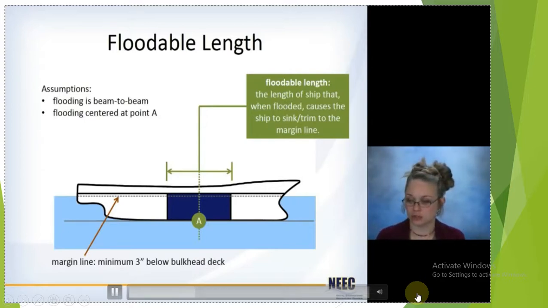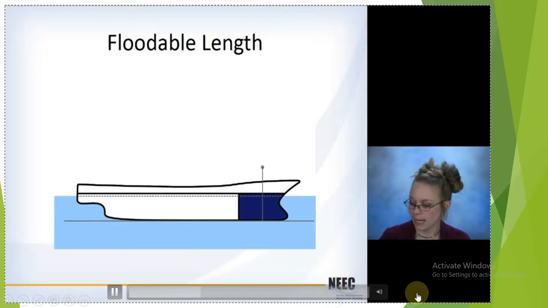A couple of assumptions. The flooding is assumed to be beam to beam. That means it goes from one side of the ship all the way to the other. And also that the floodable length is centered at the middle part of the entire floodable length, like at point A here. You can do this analysis from one end of the ship all the way down to the other. So here I've got something started at the bow of the ship, right? The ship has flooded such that the margin line has been immersed. And for this illustration, I'm not including the effects of trim, though when you're calculating it, you do. I just don't have it in with these cartoons because it'll get all complicated.